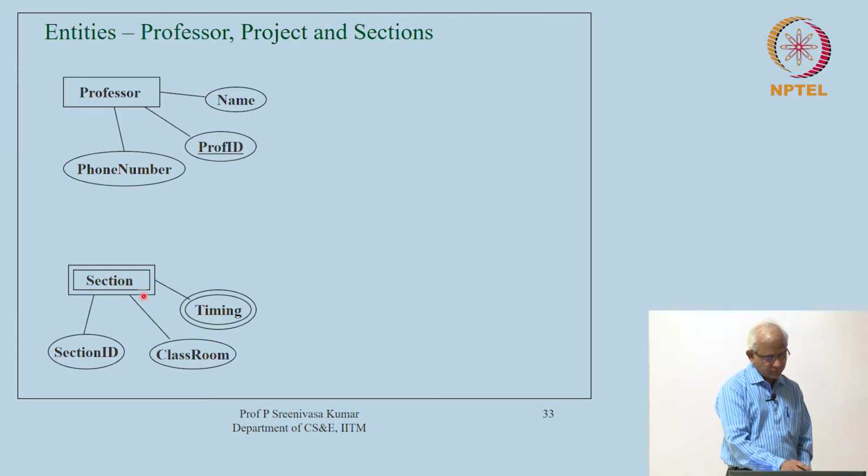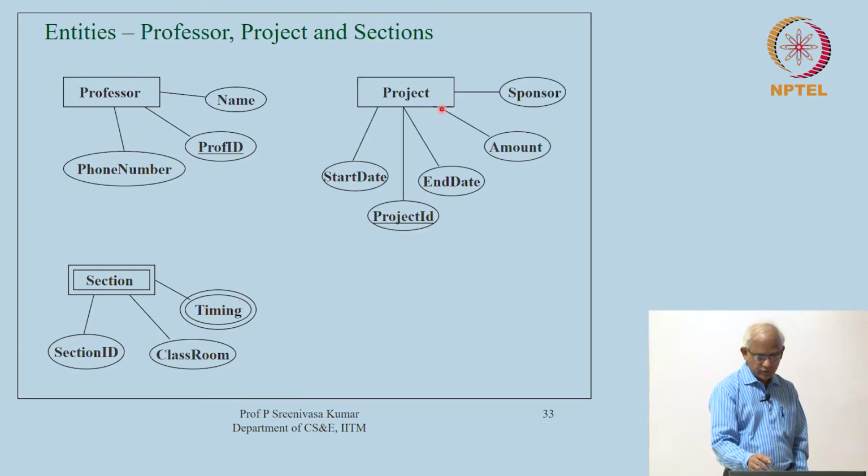And section is a weak entity: section ID, classroom and timings. Timing is multiple timing, so it captures basically at what times of the week the section meets. We have project, which has a sponsor and an amount of money given, and what is the start date, end date, and what is the ID of the project.